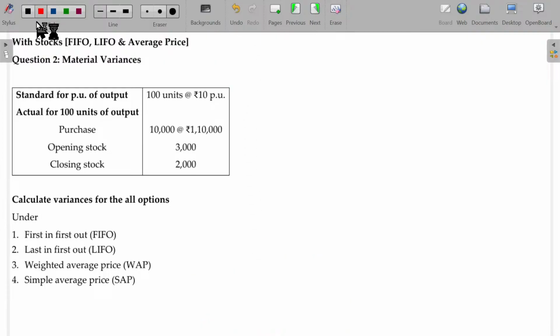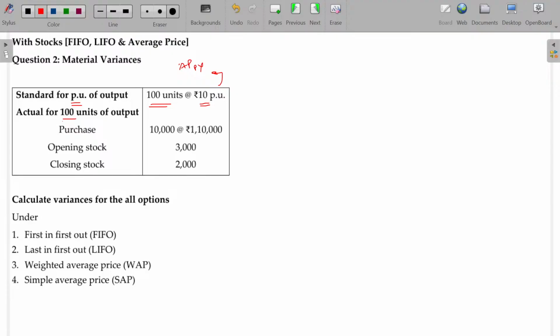In this illustration, this understanding is very, very important. Material variances, because the standard per unit of output is 100 units of raw material at rupees 10 per unit. That's the standard. This standard is nothing but what? The actual price for the previous year.